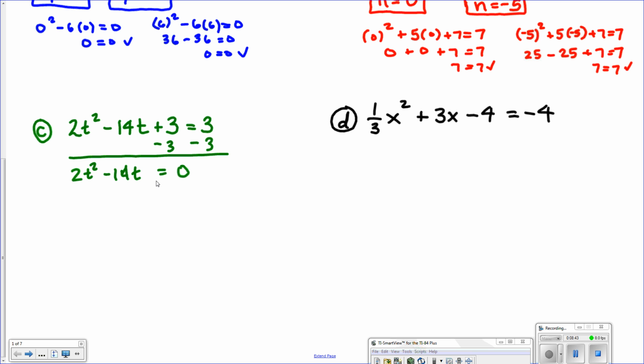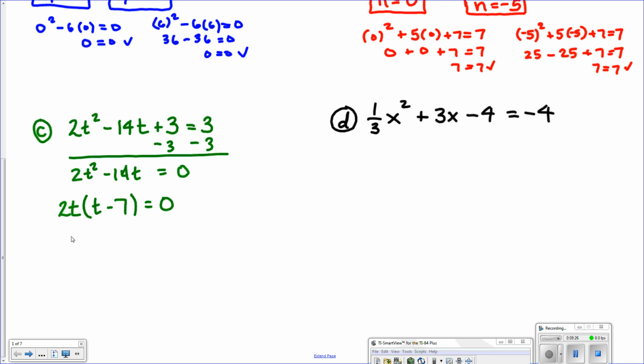Now we're going to look for the greatest common factor here. 2t squared and negative 14t. So they both have even coefficients, which means that 2 goes into both of them. And you can see obviously t is a factor in each of them. So our common factor that we're taking out is 2t. Now when we factor out 2t, 2t times what gives us 2t squared? That's obviously t. 2t times negative 7 gives us negative 14t. So we have t minus 7 equals 0.